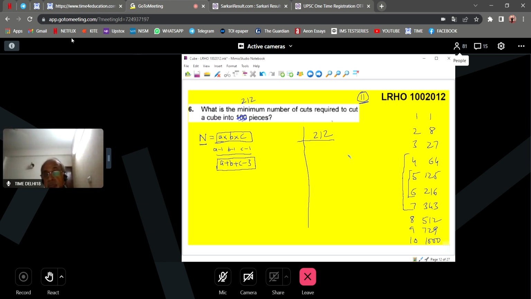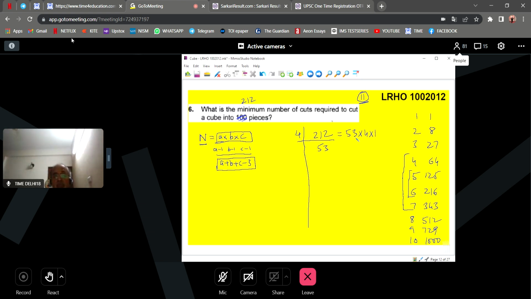4 and 7. Is it divisible by 4? Yes. Is it divisible by 7? No. So what do? Divide this by 4. What do I get? I get 53. इसके आगे मैं कुछ नहीं कर सकता. क्यों? क्योंकि 53 is a prime number. So can I write this as 53 into 4 into 1?